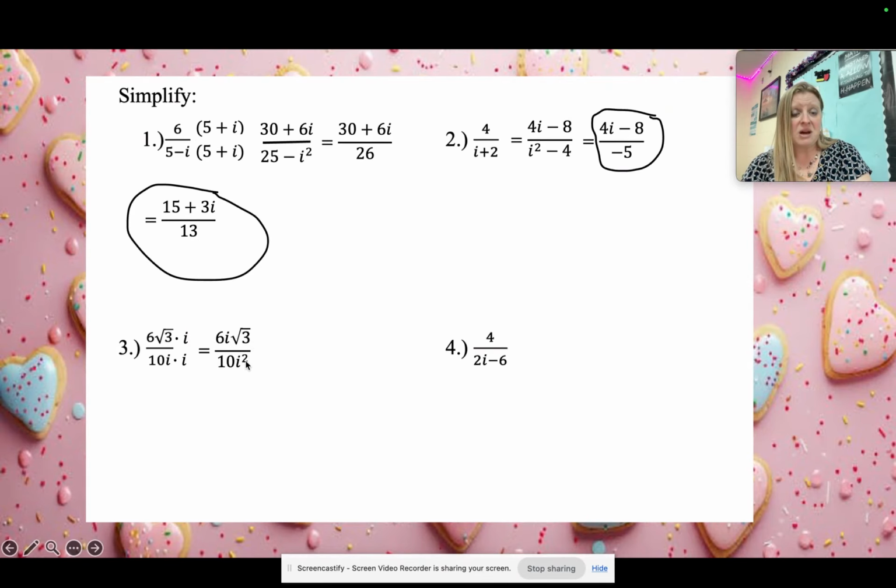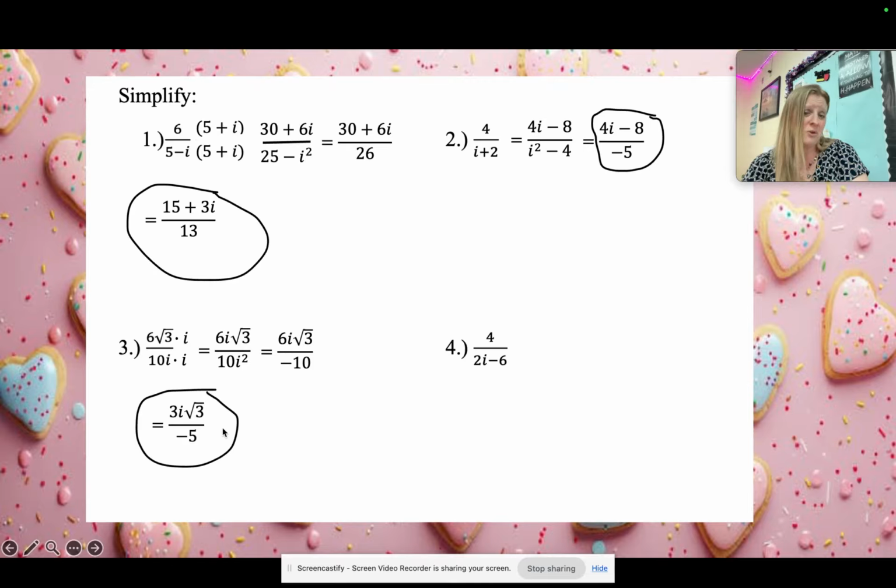These i's would make i squared, and the 10's still hanging around. I always want to swap my i squared out for negative 1. I want to do that right away, which negative 1 times 10 is just negative 10. Now I have to reduce 6/10 and make that 3/5, and then I'm done. Right? There's nothing more I can do with that problem.